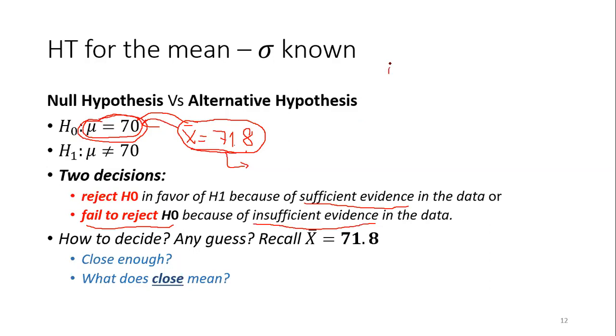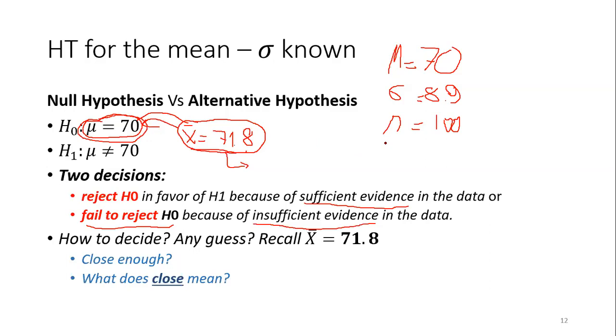Let's write what we have. Mu is equal to what? 70. So this comes from the hypothesis. We just assume that the null hypothesis is true. What is sigma? Sigma is equal to 8.9. What is n? Number of observations. n is equal to 100.